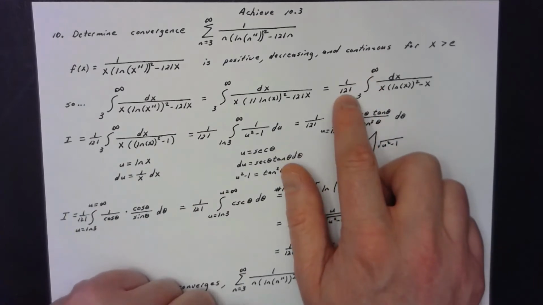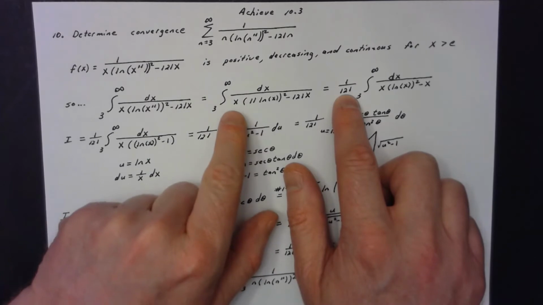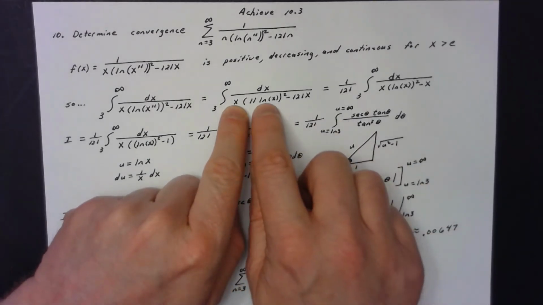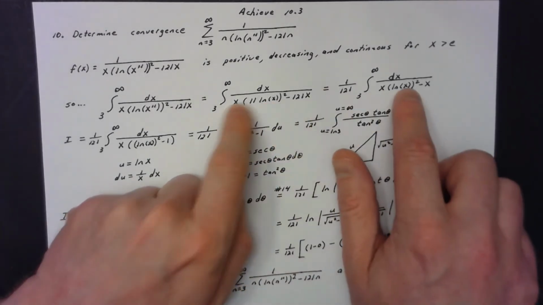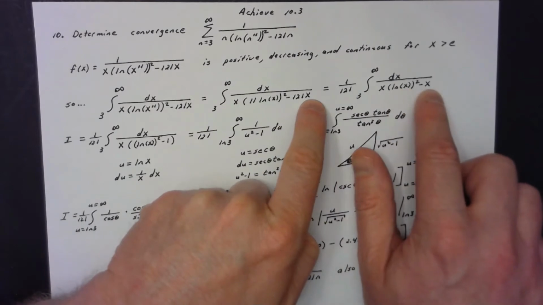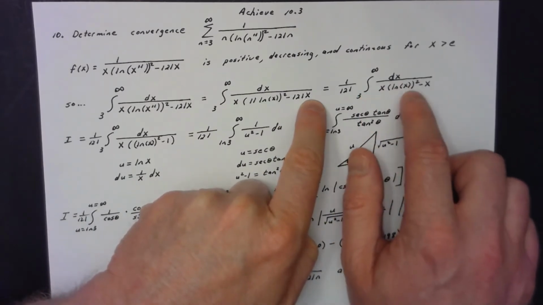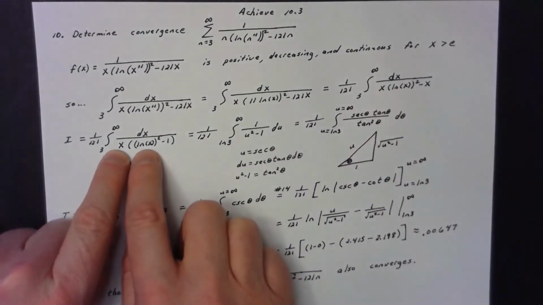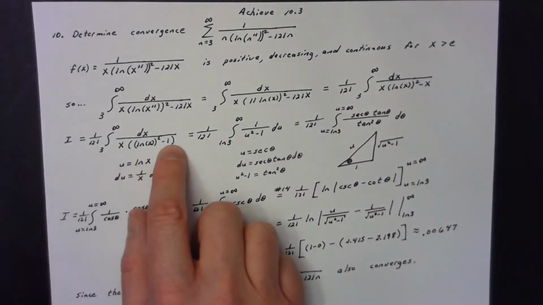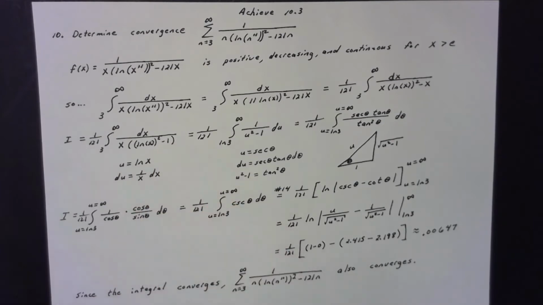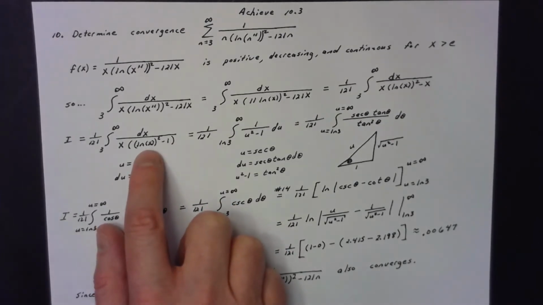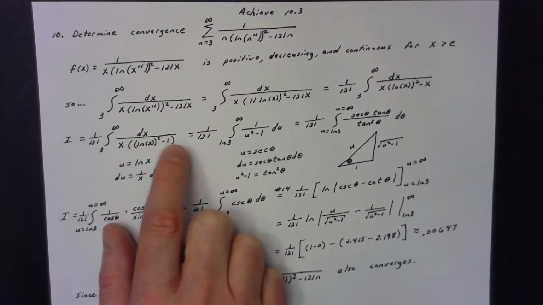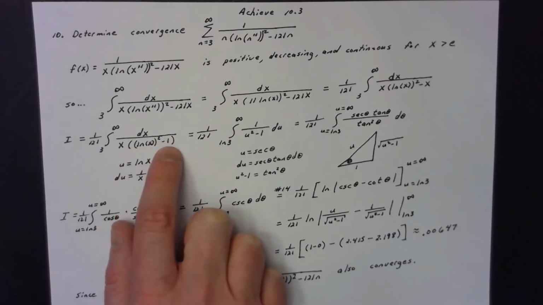My fraction out in front is 1 over 121. And now what's left in the denominator is just going to be x times the natural log of x quantity squared minus x. And then I could factor an x out of that denominator and get the natural log of x quantity squared minus 1. Now, automatically when I got this step, I was thinking, ooh, okay, that's in the format of u squared minus 1. That's one of the formats we're supposed to look for.